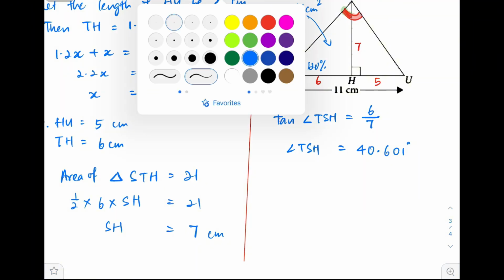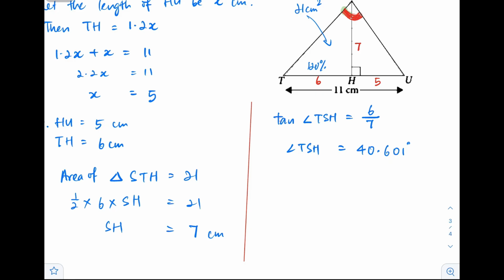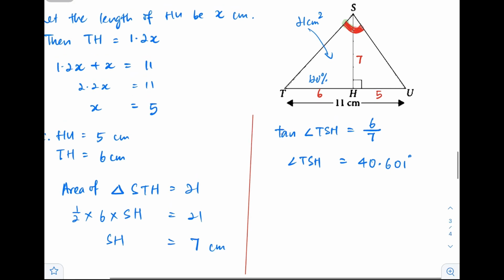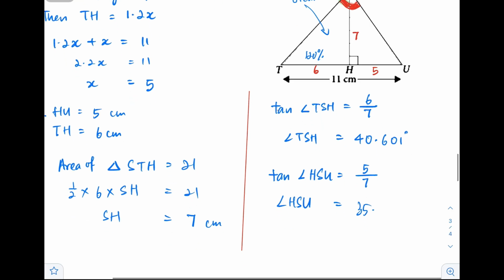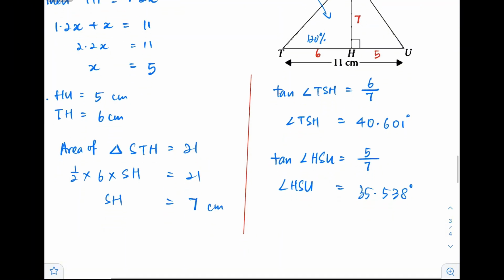So the next angle that we are looking at would be this angle over here, which is the angle HSU. Again, we can see that we have the opposite side 5 as well as the adjacent side 7. We can use the tangent ratio. So tangent of the angle HSU would be equal to opposite 5 over adjacent 7. So for the angle HSU, again, if we press the calculator, our answer is going to be 35.538 degrees. Again, that would be our working answer.